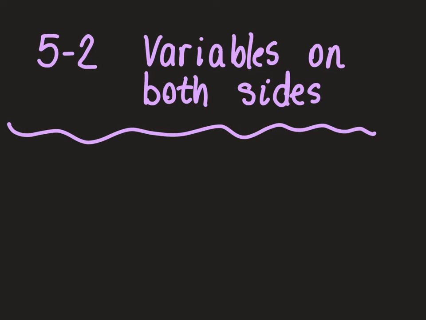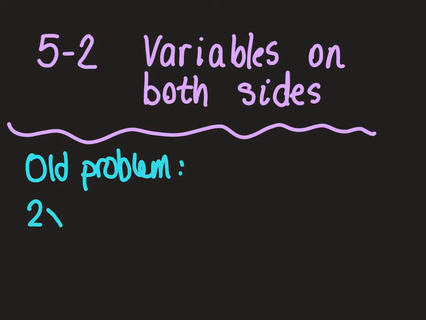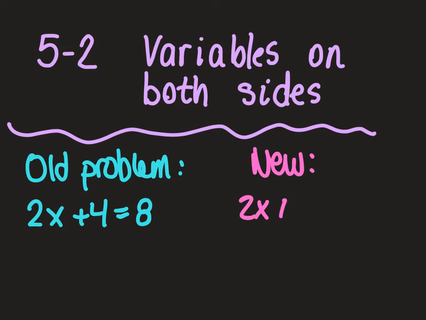Today's video is Chapter 5, Lesson 2. We are going to have variables on both sides of our equation. So let's take a look at an old problem. An old problem might look something like this: 2x plus 4 equals 8. Let's look at a new problem. A new problem is going to look like 2x plus 4 equals 10x.